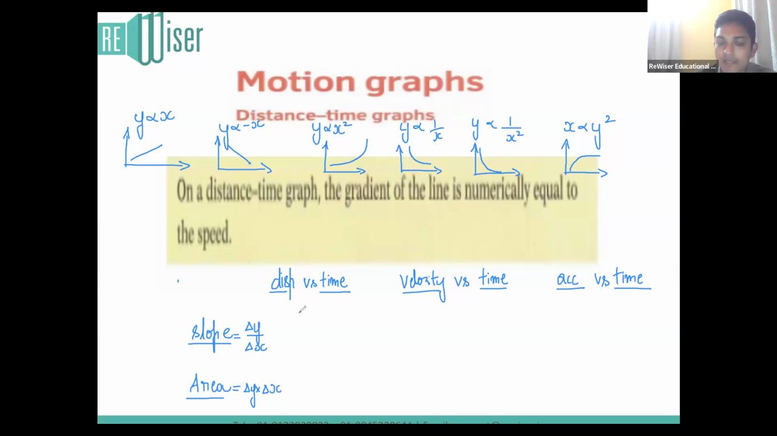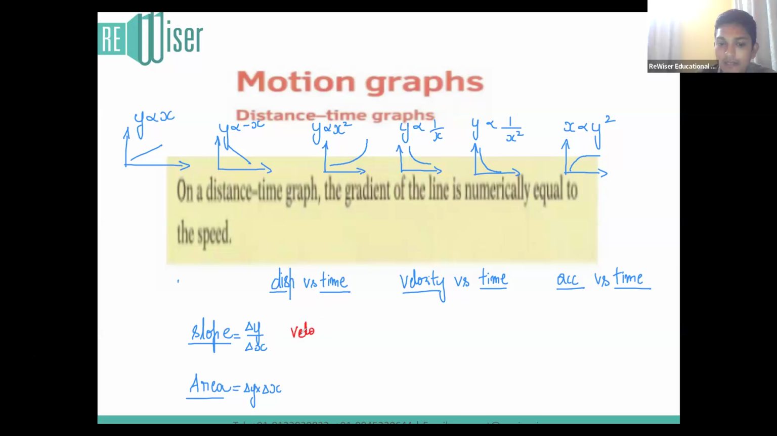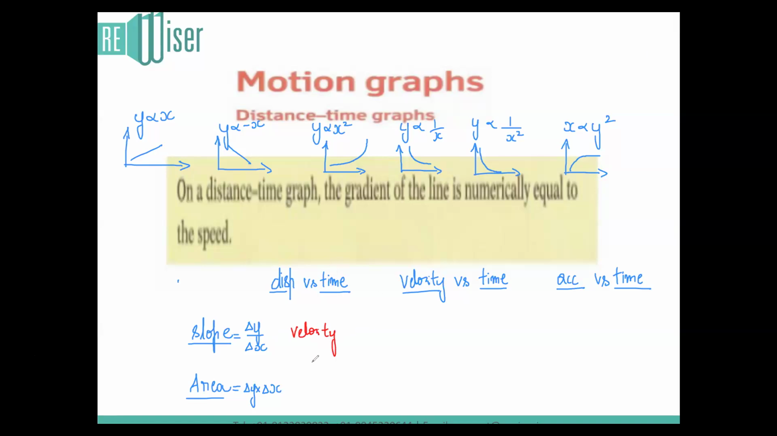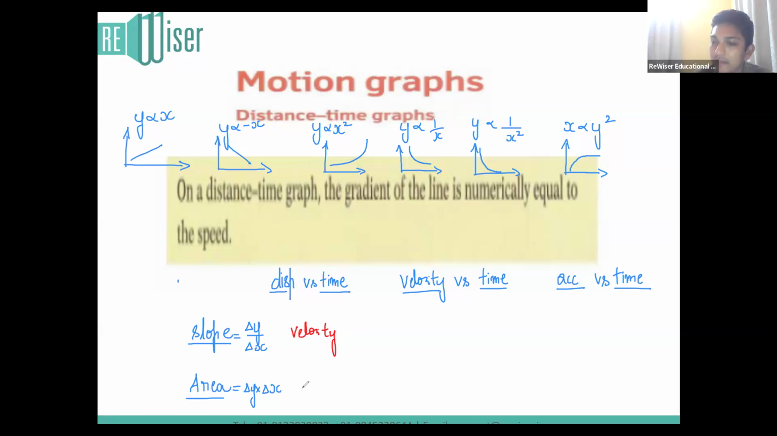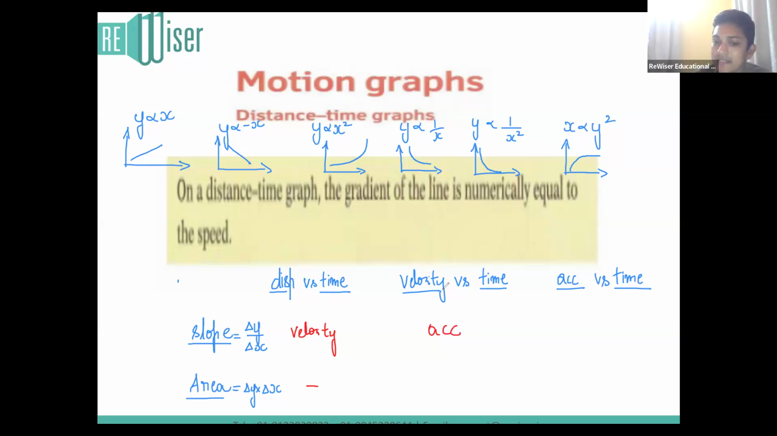Okay. So in a displacement time graph, what does the slope represent? Speed. The slope represents speed or velocity. Correct. Because it's change in displacement by change in time, which is nothing but velocity. We just discussed that a slide ago. What does the area represent? Displacement into time. Is there any such quantity? No, there isn't. So area represents nothing. Yes. Now, velocity time graph, what does the slope represent? Change in velocity by change in time. Acceleration. Exactly. What does the area represent? Change in velocity into change in time. The distance.